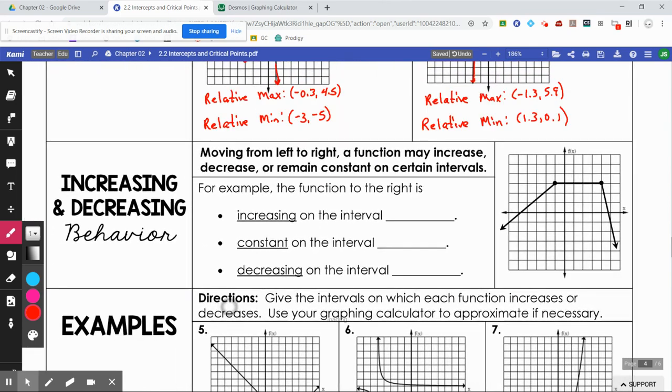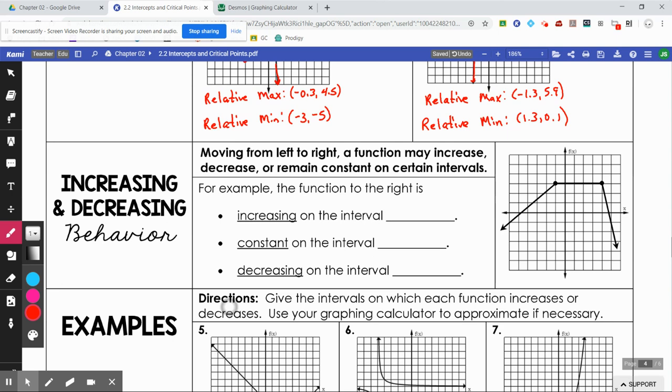Next up, let's talk about increasing and decreasing behavior. Moving from left to right on a graph, a function may increase, decrease, or remain constant on certain intervals. Now, since we are moving from left to right, the biggest thing I need to caution you of is we are looking at x values. So we are telling for which x values is my function increasing, decreasing, or is it constant?